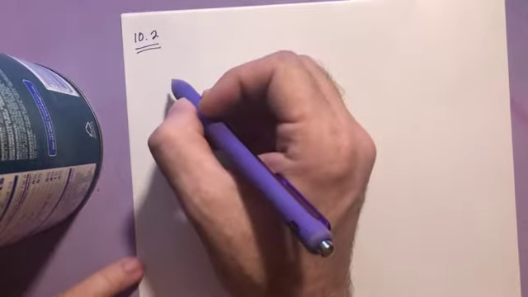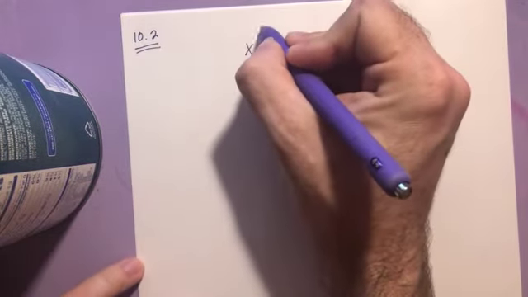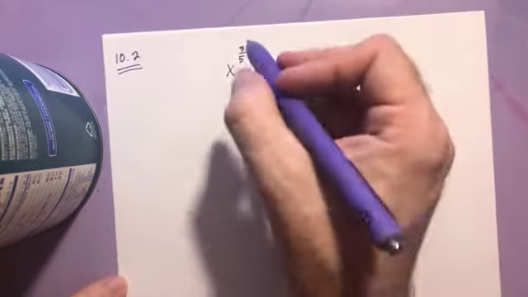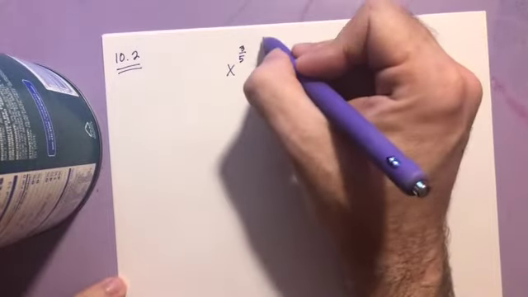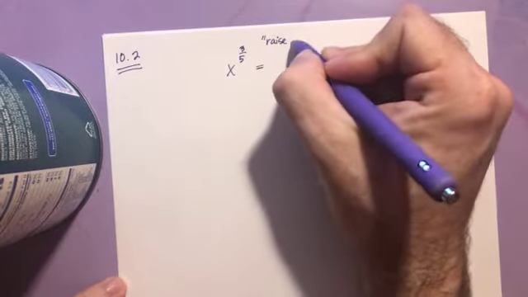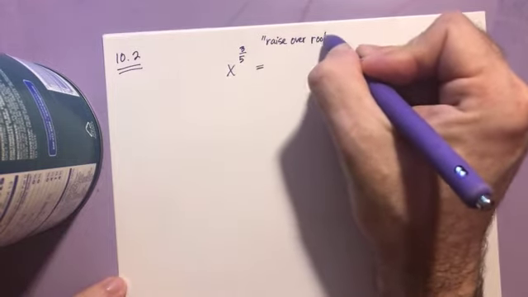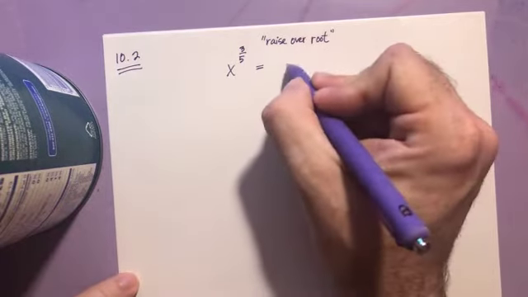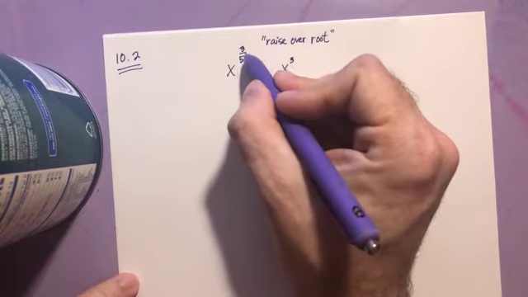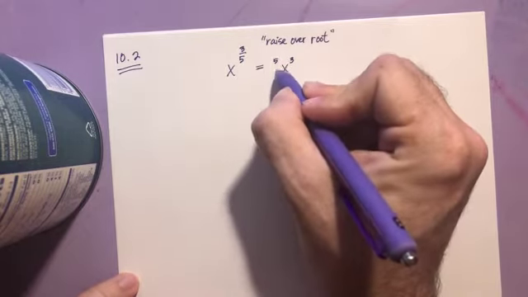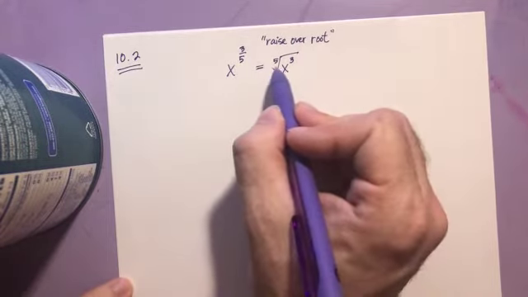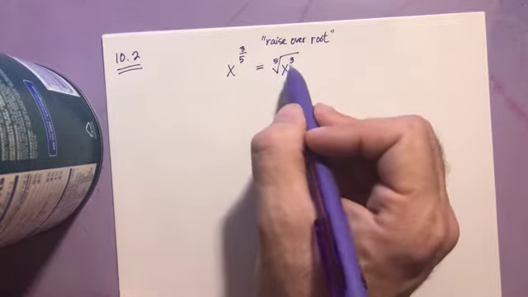In 10.2, we're going to look at fraction exponents. So the idea is that if we have a fraction exponent, let's say 3/5, just as an example, then we're going to use the phrase raise over root to determine what's going on with this business. So we're going to raise x to the third power. That's the top one. Raise is over the root. And then we're going to take the fifth root of that. So that's how that works, is that the bottom number tells you what root number it is, and the top number tells you what you're raising it to.